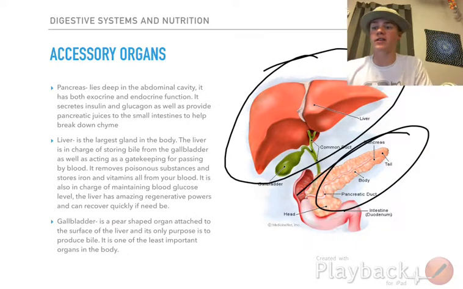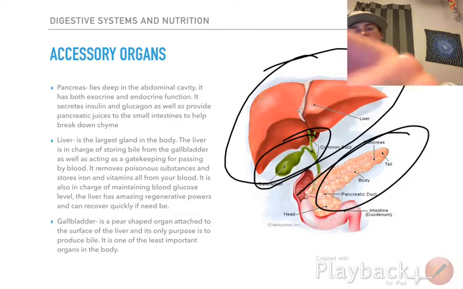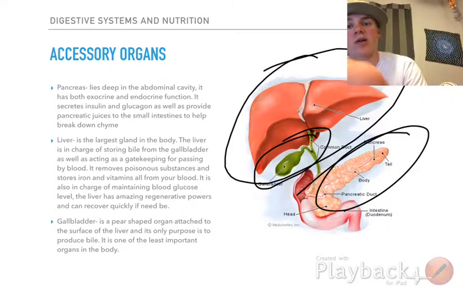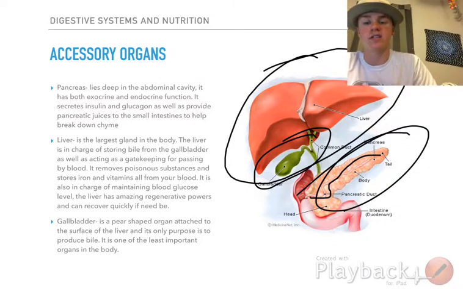And then your gallbladder is a pear-shaped organ attached to the surface of the liver, and its only purpose is to produce bile. It is one of the least important organs in the body. And this is your gallbladder right here. And there's the duct that the bile comes in. You can see it comes into the small intestine. And then there's another pancreatic duct right here that brings the enzyme, pancreatic juices, into the small intestine.